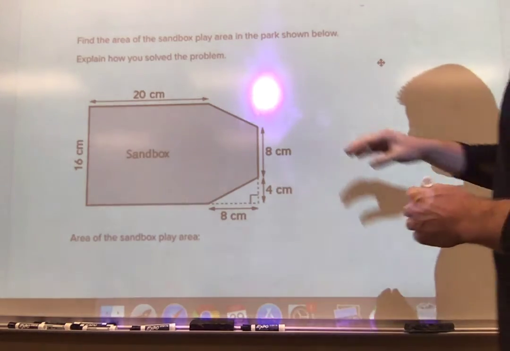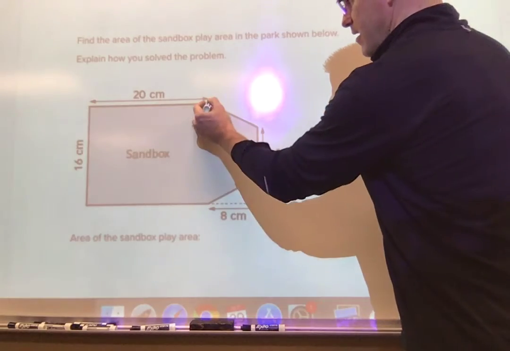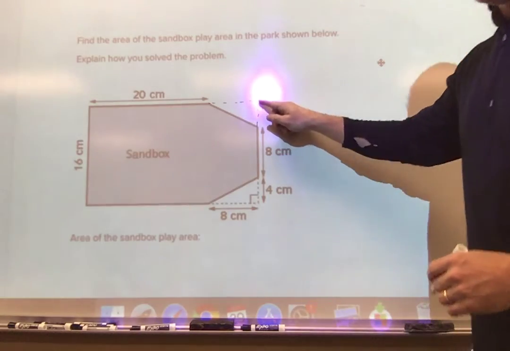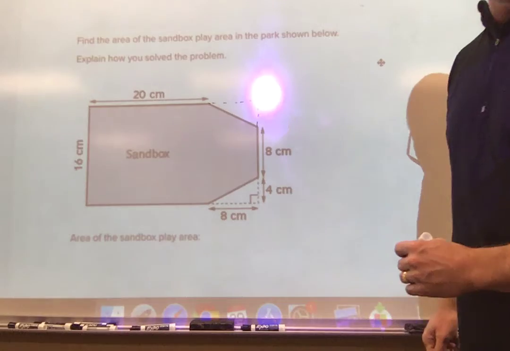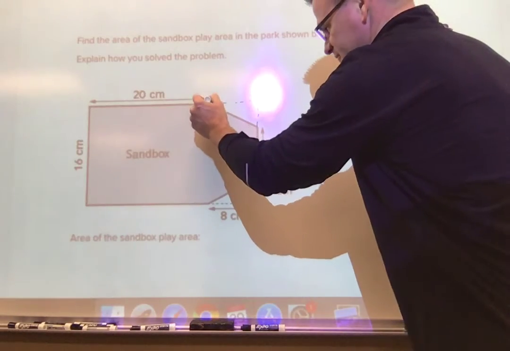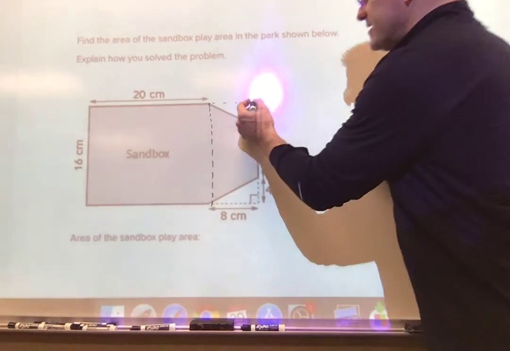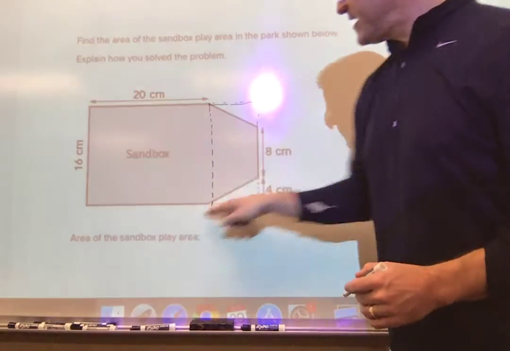One thing I'm going to do, I see here if I add a little triangle right there, okay, that I've actually made a big rectangle right here. So I'm going to go ahead and visualize and cut it up this way. So again, I've made this rectangle shape out here, and I've got another rectangle here.